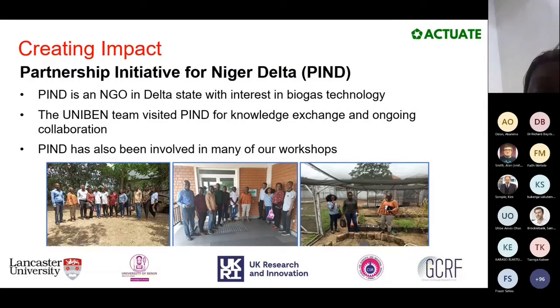So we have PIND. PIND is an initiative in the Niger Delta, in Delta State of Nigeria, and they're also interested in biogas technology. And we've had an ongoing engagement and collaboration with them just for the purpose of knowledge exchange. Because one of the things that we found out was that you have a number of these biogas plants around, but they usually end up failing. So we had to enter into some form of collaboration so that we can bring our expertise and they can also bring in their experience. And that has worked very well.